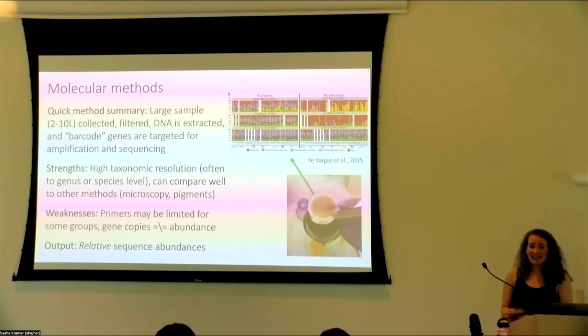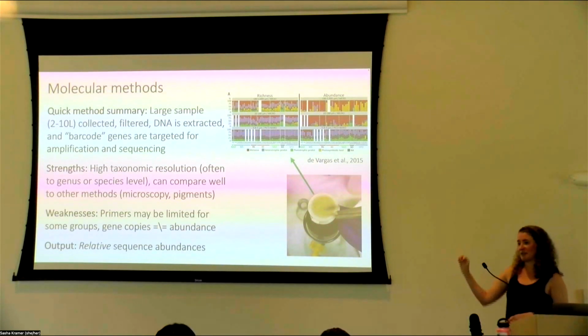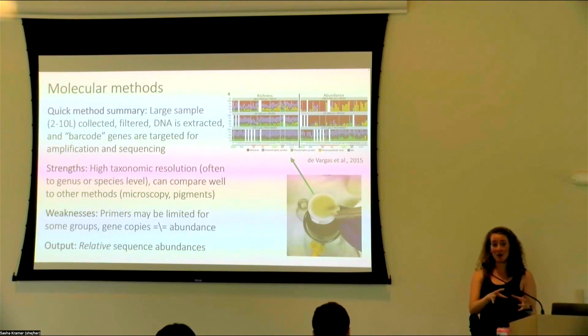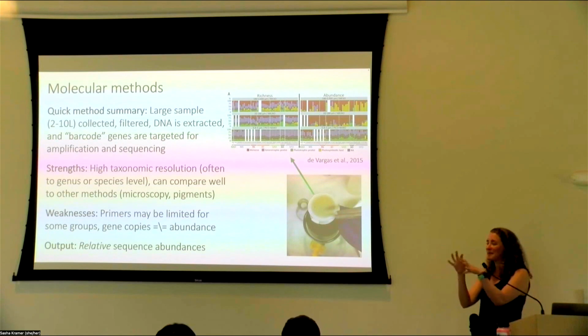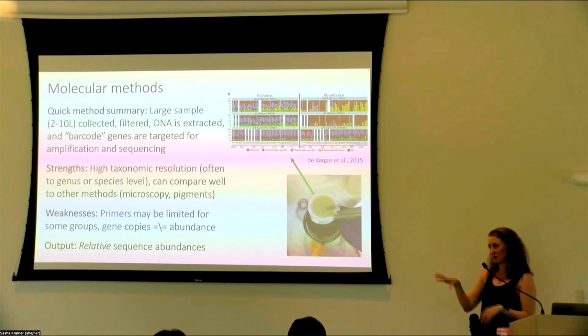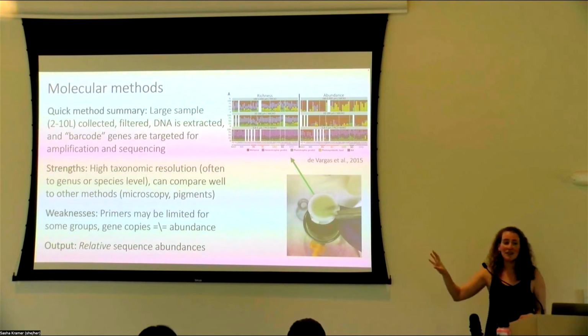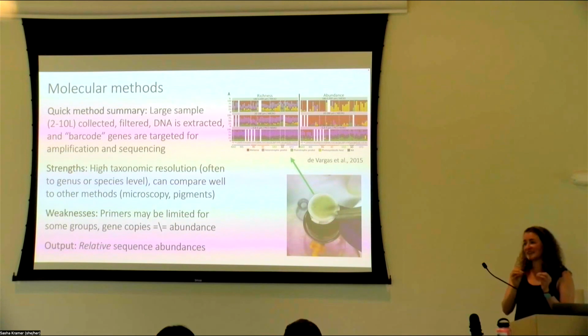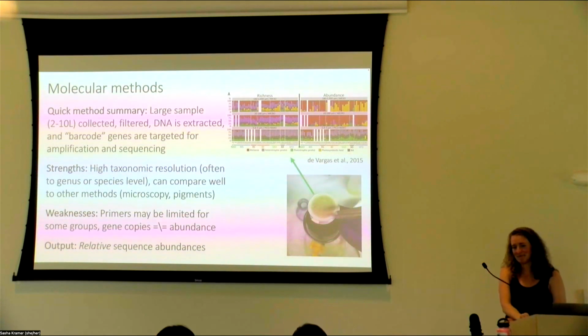So then this is the last important thing about the method generally. Your output is relative sequence abundances. So for all the other methods we talked about, you're getting counts. You're having absolute, you're able to compare one sample to another sample. With the DNA methods, you have to look at everything as a fraction of the whole because the number of sequences that you have doesn't actually mean anything in the environment, which kind of stinks.